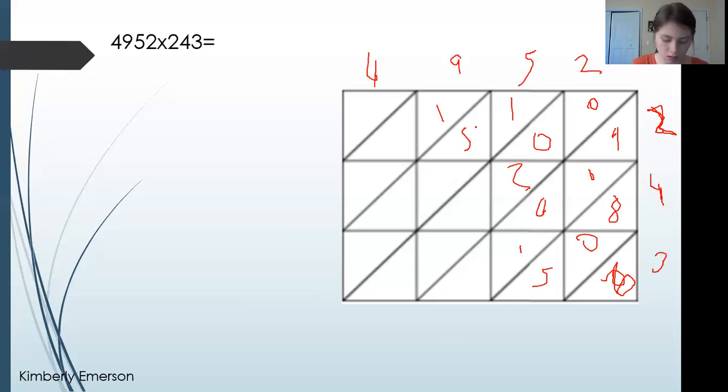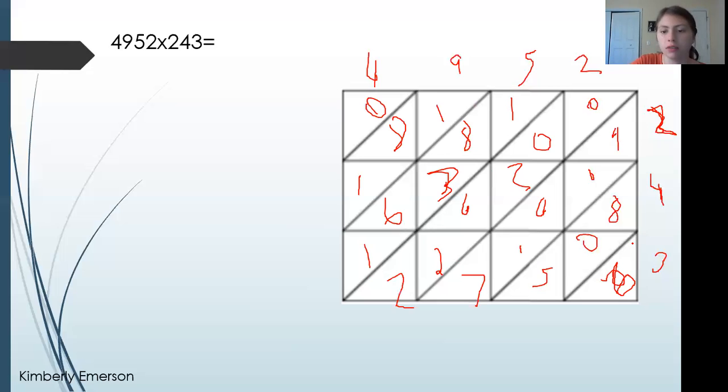9 times 4, 36. Sorry, make sure it's clear. 9 times 3 is 27. 4 times 2 is 8. 4 times 4, let's double check, 16. 4 times 3 is 12.